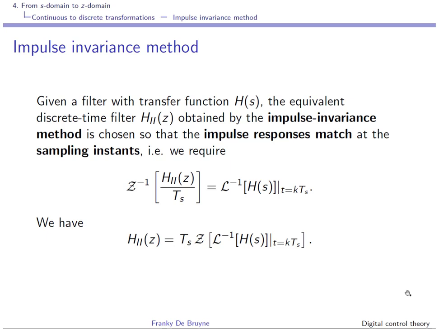For instance, if you go to Matlab and type help impulse, you will see that for discrete time systems, the impulse response is the response to a unit area pulse of length Ts. And since we have a unit area and the length is Ts, the height must be 1 over Ts. And this explains why you have this factor 1 over Ts.